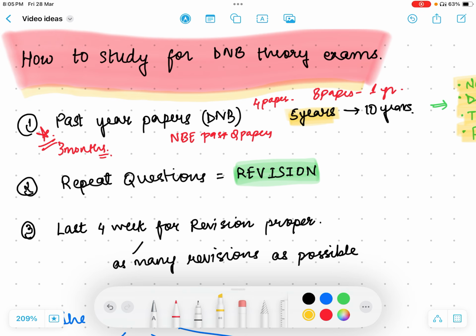Just to simplify, if you are doing the past 5 years' papers, that is 2 sessions per year, and each session has 4 papers. So that amounts to around 40 papers for the past 5 years. I'm hoping that my maths is correct here. And every paper has 10 questions, so that is 400 questions or 400 topics that you have to do from the past 5 years. Make sure you start early, at the 3 month mark.